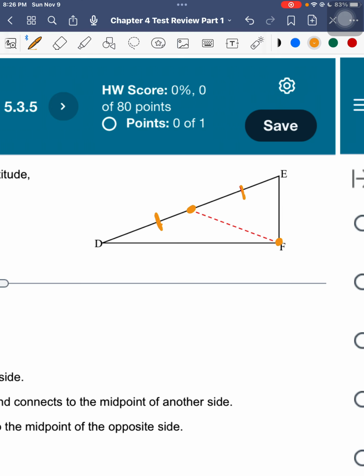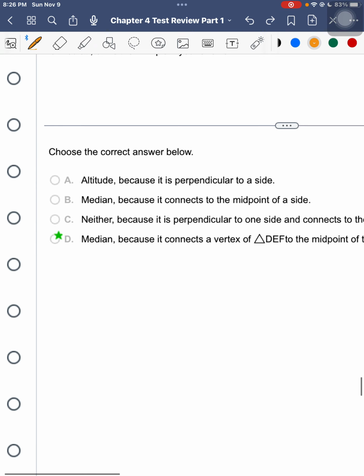How do we know that? Because I know that this segment DE was bisected. And if a segment was bisected, that point where the bisection occurred is called the midpoint. So what do we call a line or a segment that starts at the vertex and ends at the midpoint of the opposite side? That is a median. So the answer is a median.